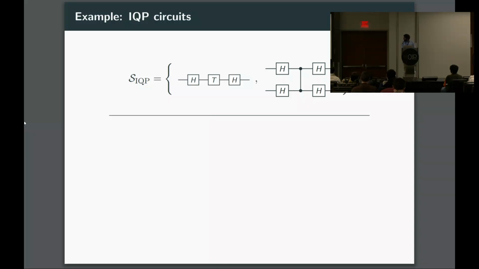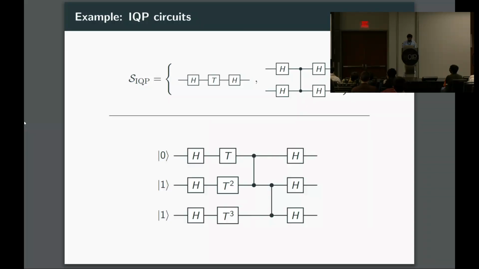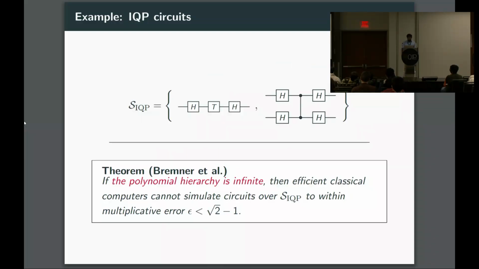So let's go through a quick example of how this kind of argument might work. This is one of the early ones showing this. You can imagine a set of gates that defines a subset of IQP circuits. This is just taking a T gate and a controlled-Z gate and conjugating them by Hadamard gates. First, this is an example of what your circuits over this gate set could look like. You have computational basis states, apply a layer of Hadamards, some diagonal circuit, Hadamards again, and then computational basis measurements. There's this famous result by Bremner, Jozsa, and Shepherd showing that if the polynomial hierarchy is infinite, then efficient classical computers cannot simulate circuits over this gate set to within small multiplicative error.